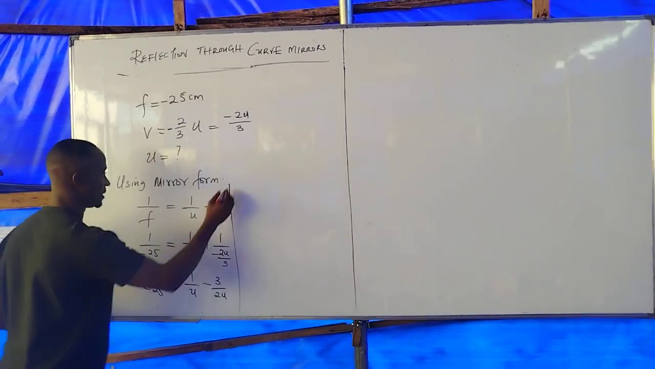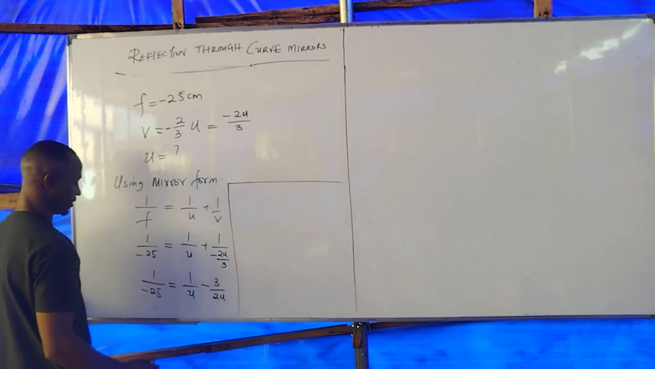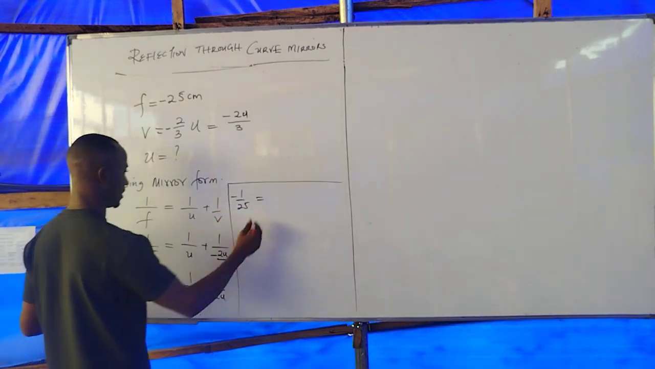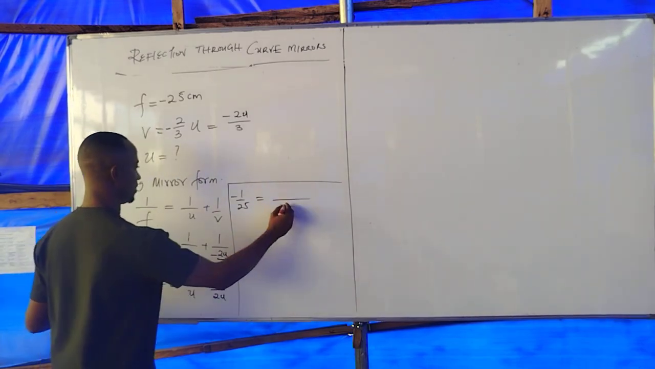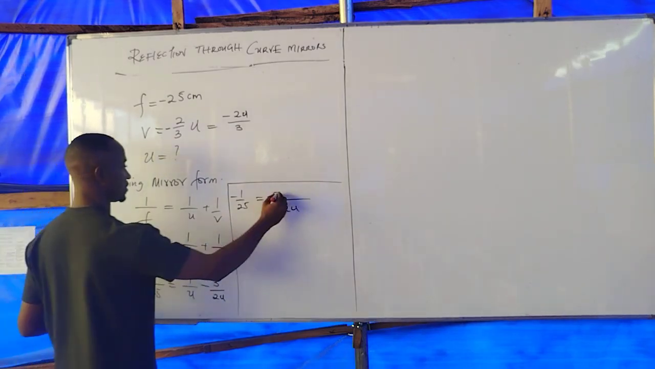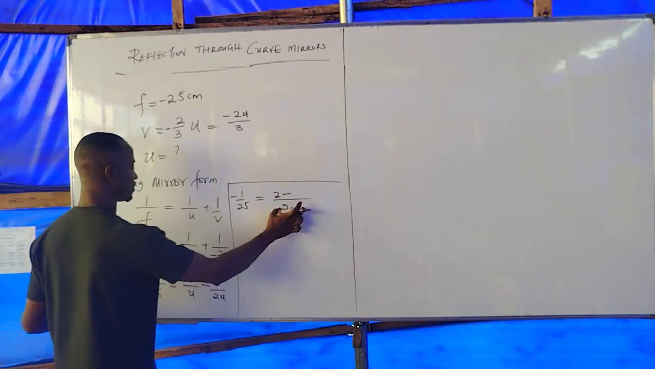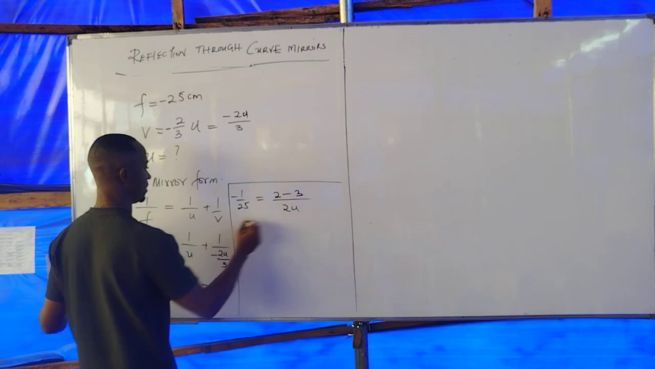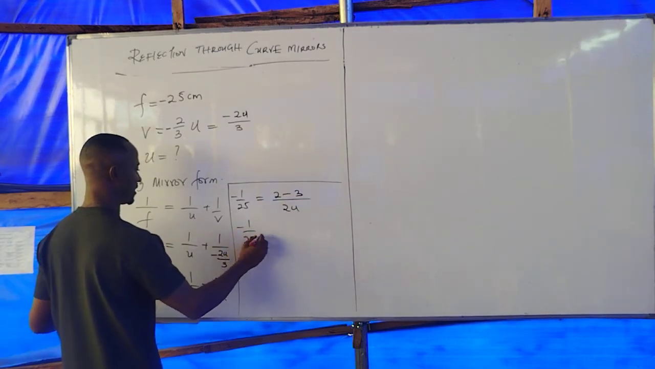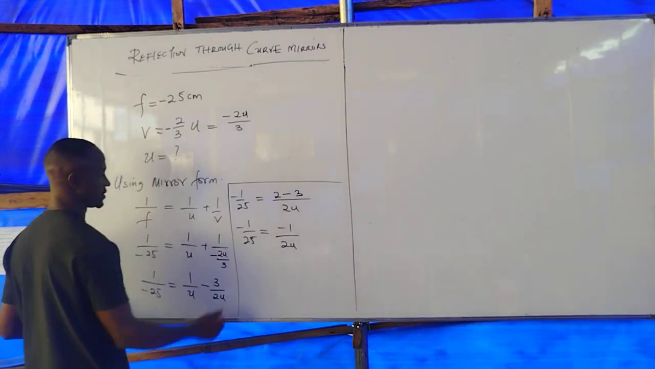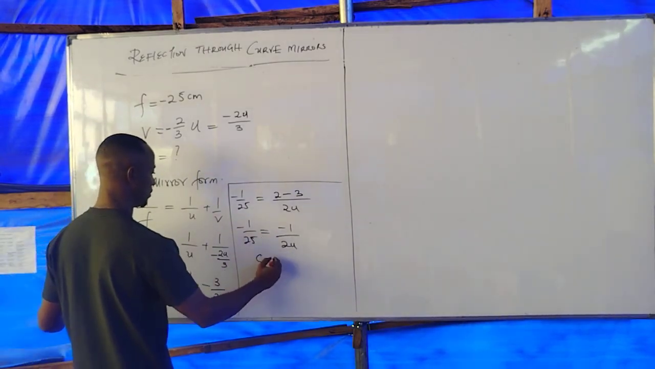So our expression becomes minus 1 over 25 equals, the LCM between these two will be 2u. Divide 2u by u, we have 2. 2 times 1 is 2. Minus, divide 2u by 2u, we have 1. 1 times 3 will give us 3. So we have minus 1 over 25 equals minus 1 divided by 2u, right?